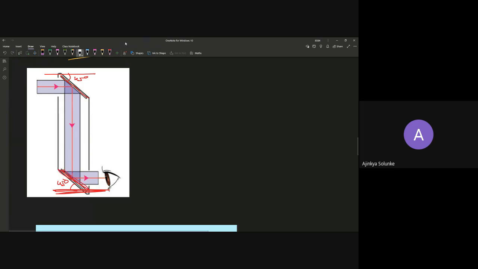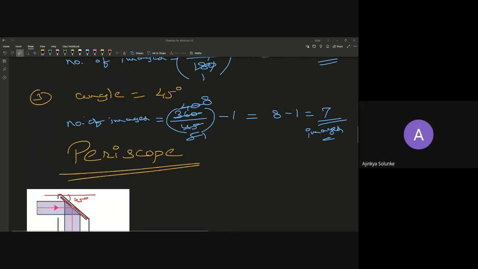So in the exam, if they ask you at what angle the mirror should be kept, your answer would be 45 degrees. It's so simple, right? In periscopes, there are only two questions that will be asked in the exam. The first thing they are going to ask you is, periscope is based on what principle? So what is the principle? Multiple reflection.